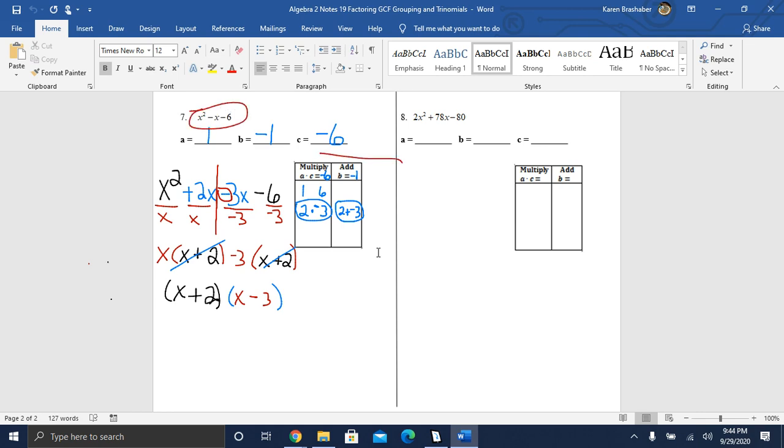All right, now number 8 looks a little different because I have a number other than 1 in front of the x squared.